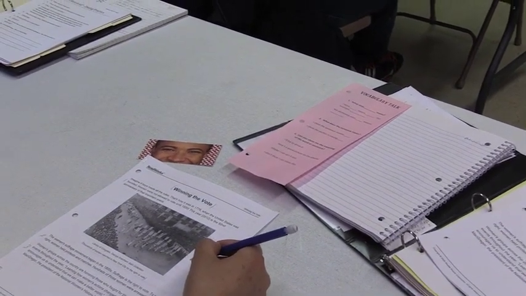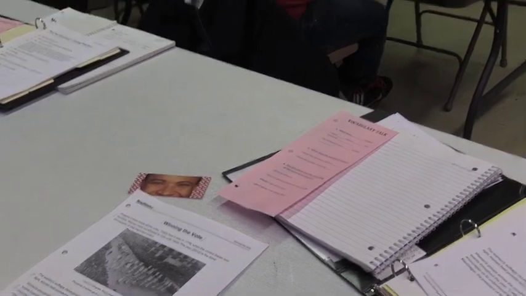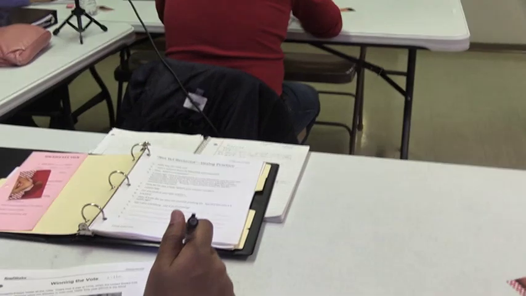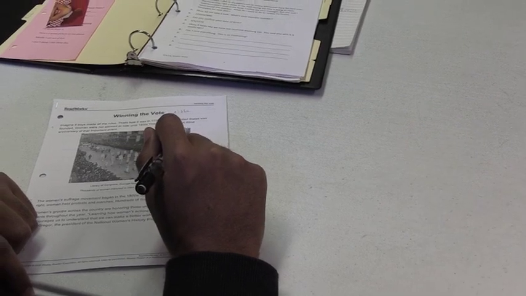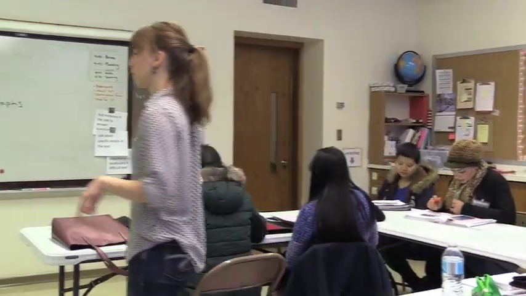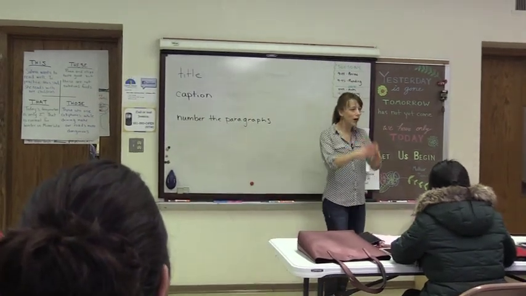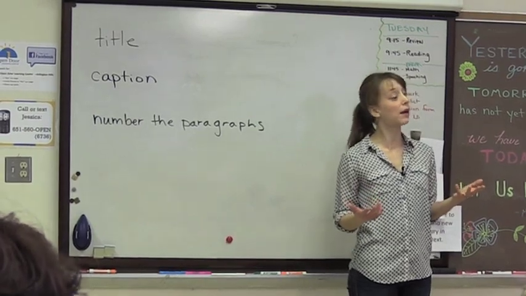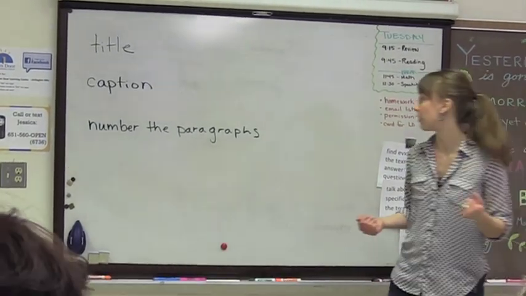Okay, so everybody put your finger on your paper and point to the caption. Where is it? Is the caption a picture? No. The caption are the words under the picture that give you more information about the picture. And how many paragraphs are in this story? 3 paragraphs. Is the caption part of the article? Do we count it as a paragraph? No, we don't count it as a paragraph. So we have 3 paragraphs.